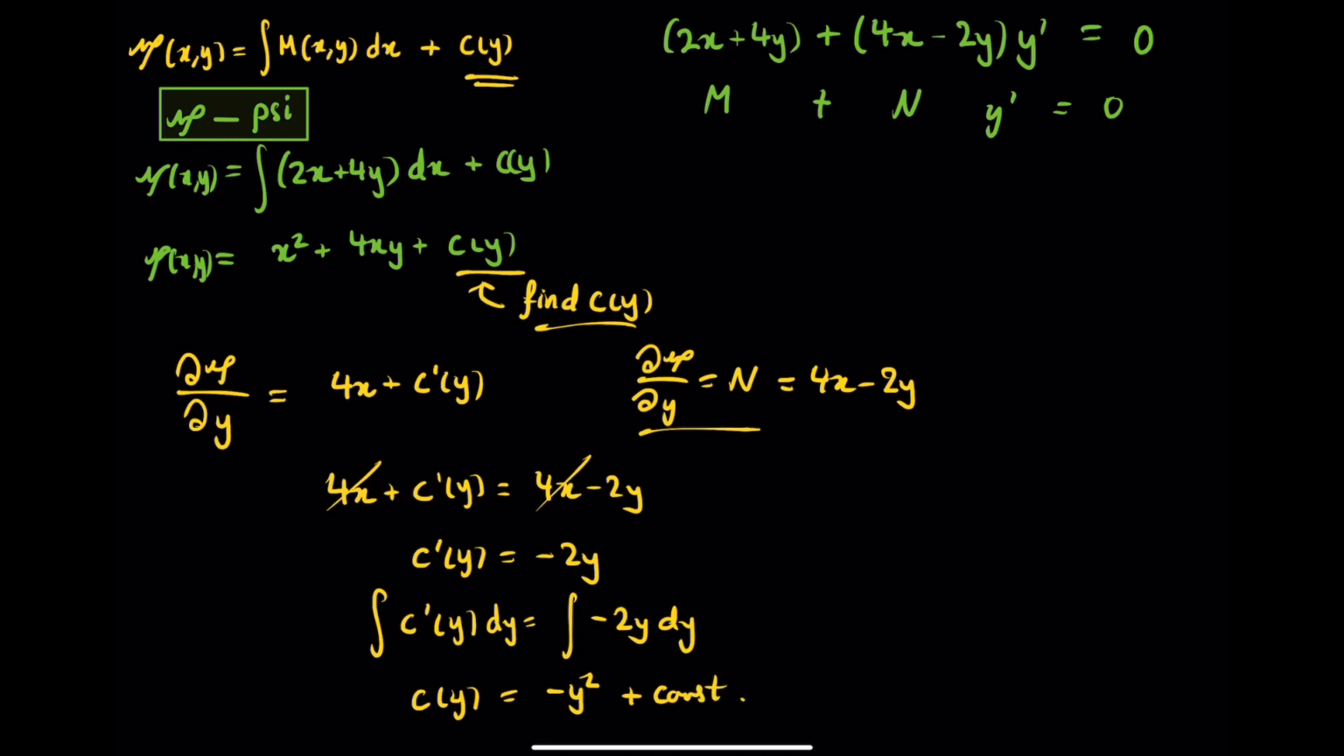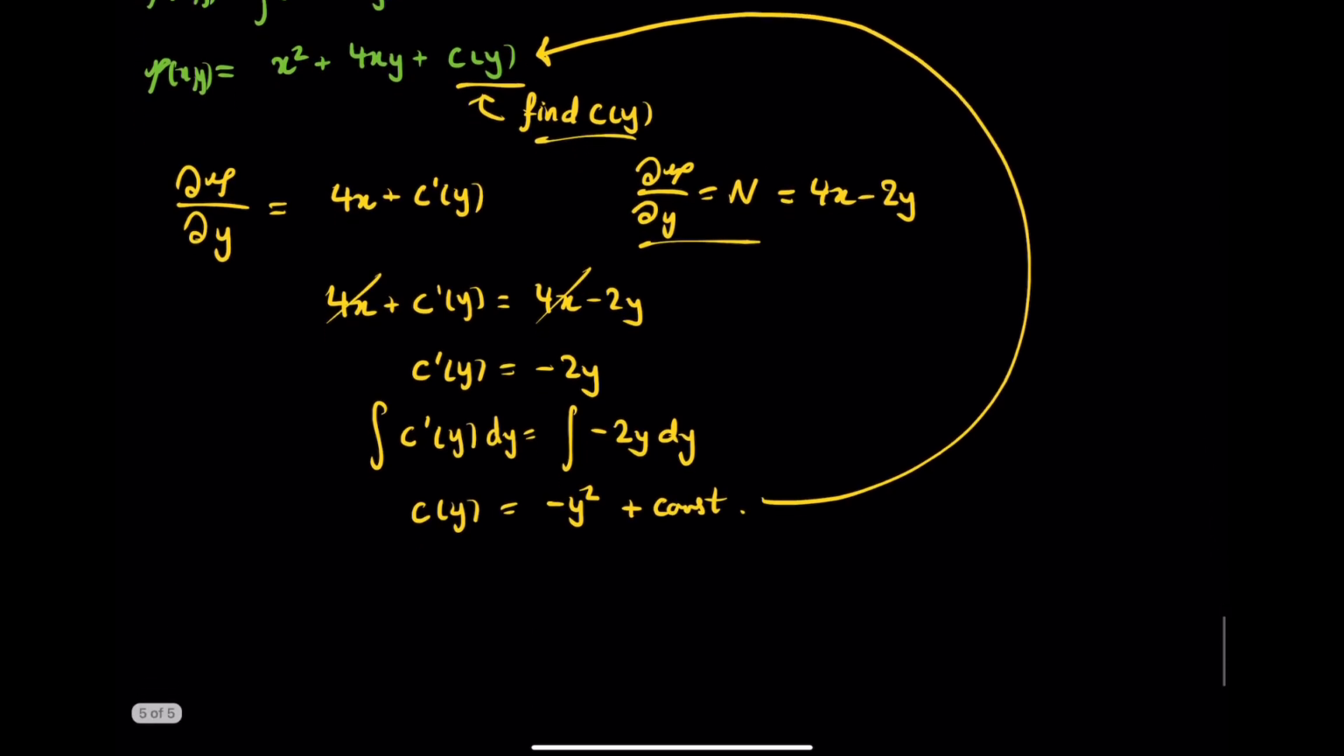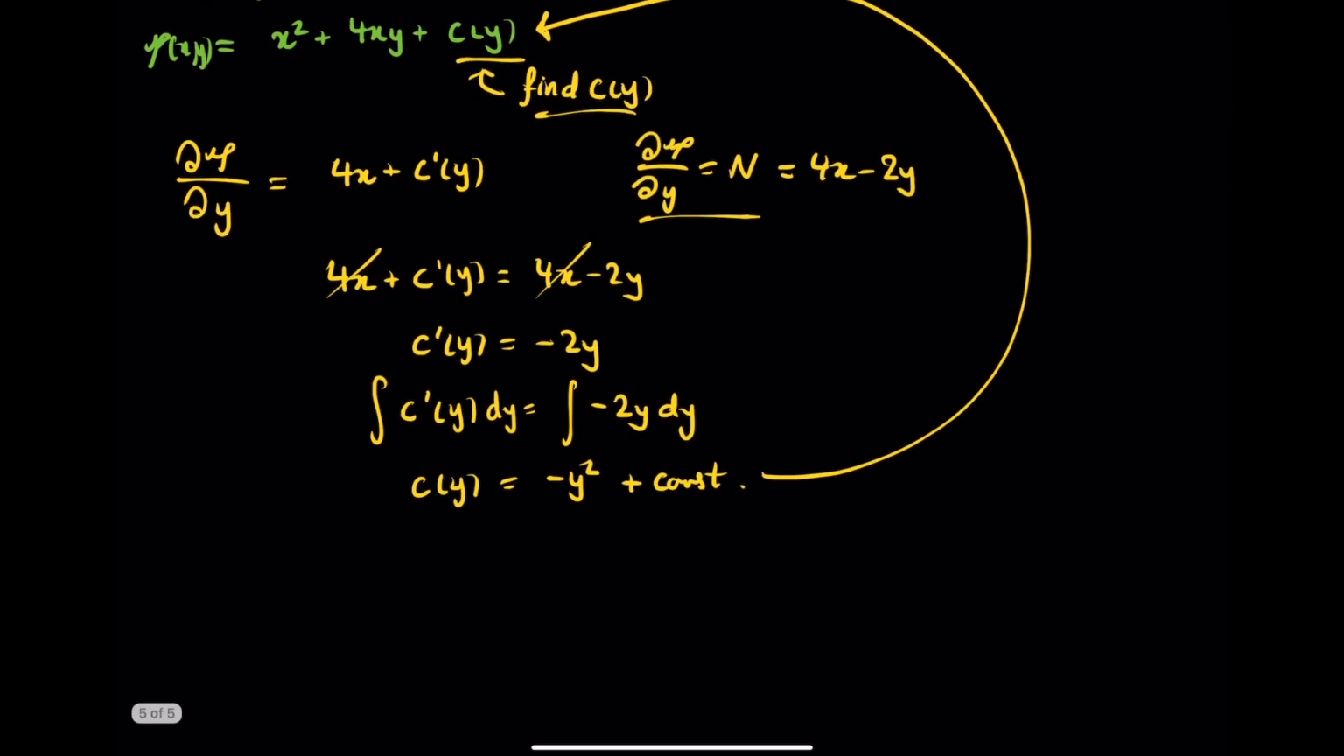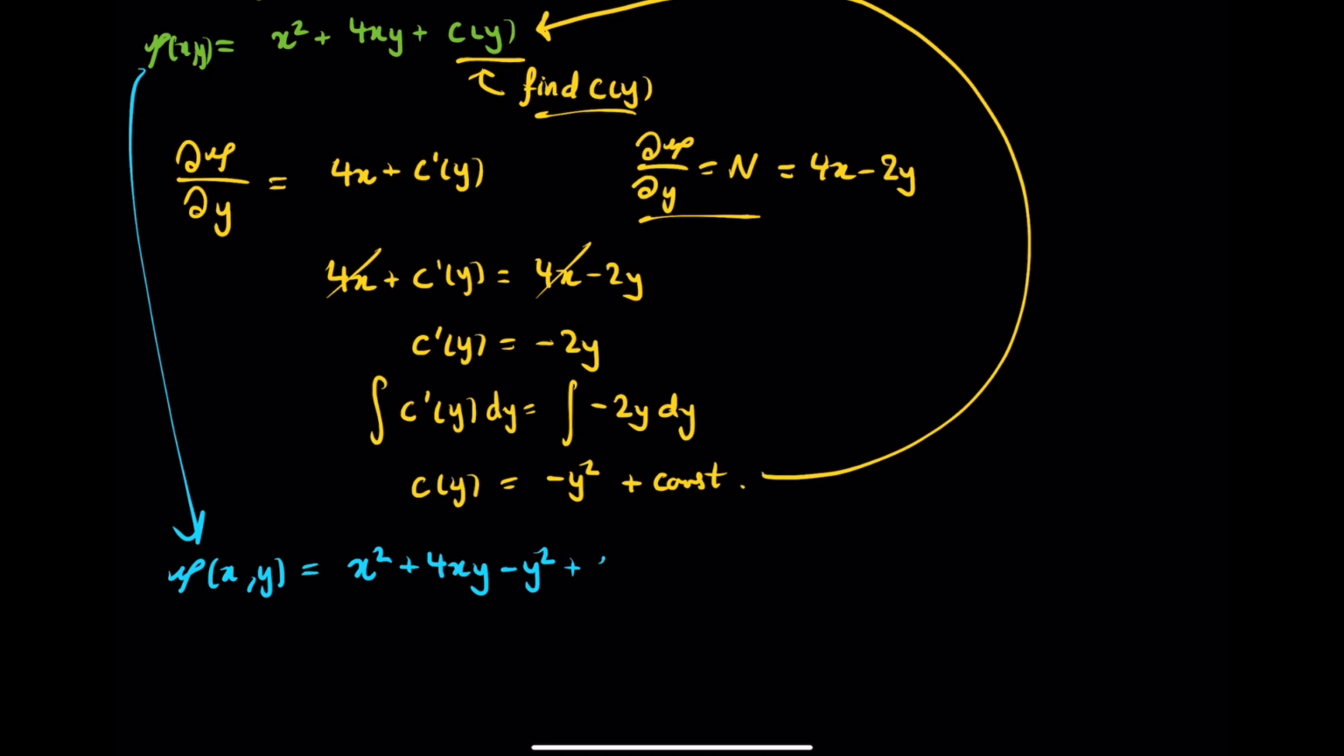And that is your c of y. So then you plug the c of y back into your function psi. So let's do that. I'll switch to a different color. Psi of x, y, this is going to be brought down here. Psi of x, y is x squared plus 4xy minus y squared plus some constant. And that is how you solve that equation.